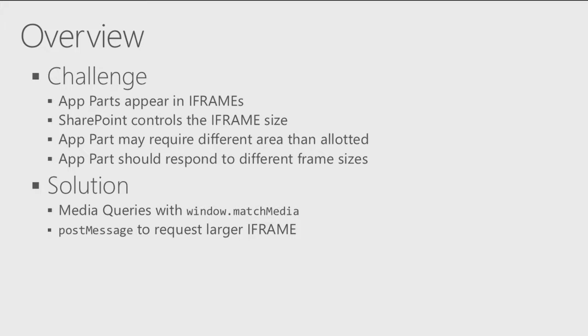So one of our challenges is that an app part is always going to appear in an iframe, and it's really SharePoint that controls that iframe size. So as the hosting page, it says, here's how big I want to make you. You show inside of that. But the app part itself may require a different size than SharePoint is offering, and so it needs to be able to ask SharePoint for a different size. And some of you are probably familiar with SharePoint support for post message. We'll see that. But also, the app part needs to respond to what SharePoint is doing.